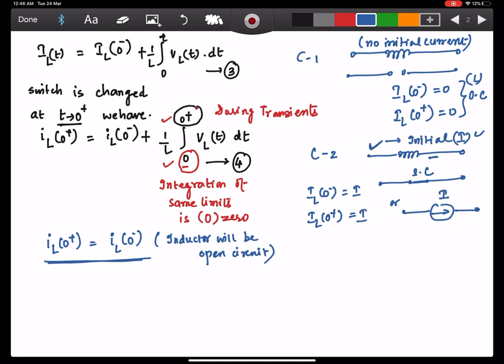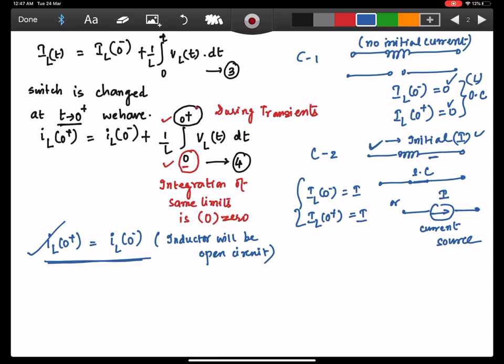So at this particular point, since we are getting a value of current, your inductor will behave as a short circuit or behave as a current source. This is the important logic which we have to understand. If we have no initial current, then your inductor will behave as an open circuit. No initial current means just before switching we have a value of 0, so after switching we will have a value of 0 from this relation.